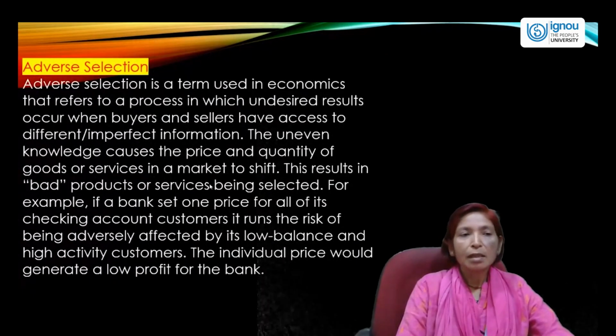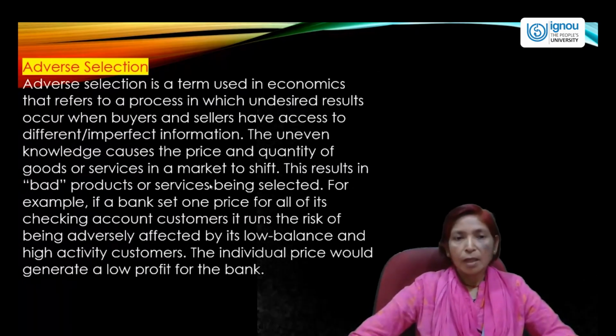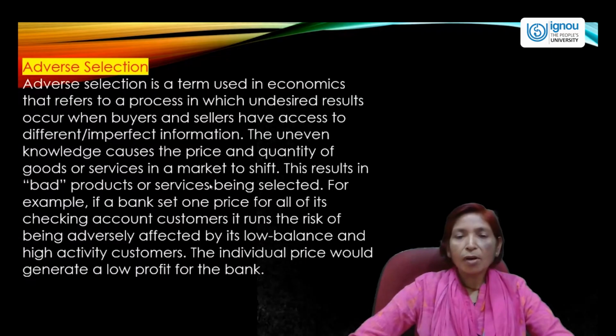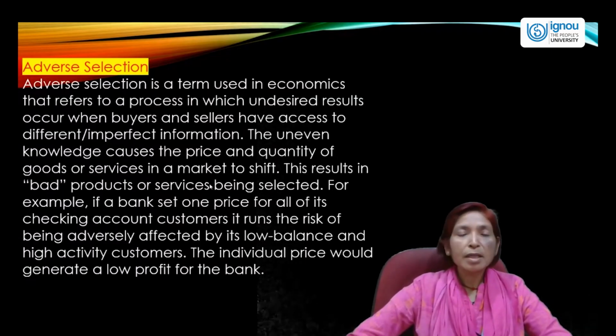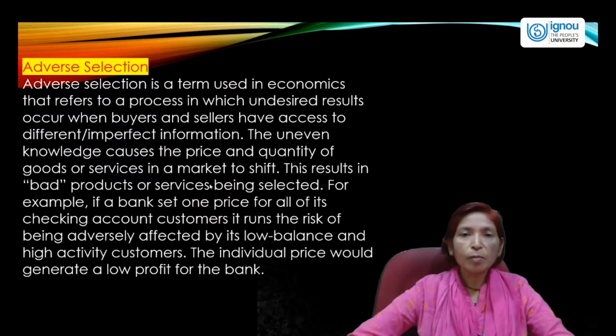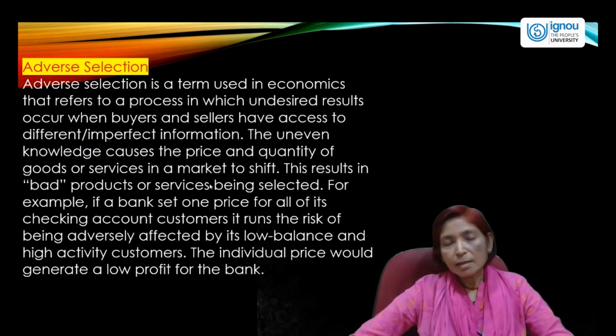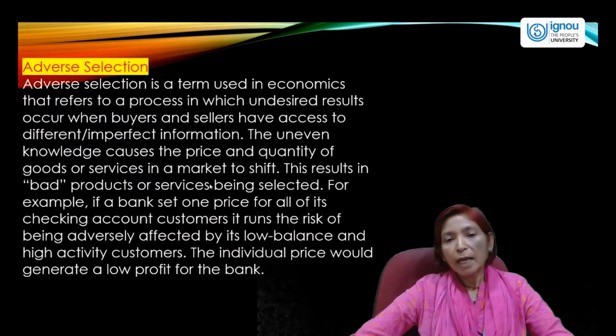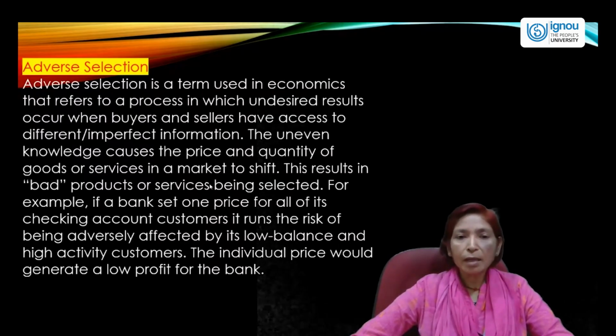Adverse selection is a term used in economics that refers to a process in which undesired results occur, results that are not desirable to the consumer, when buyers and sellers have access to different or imperfect information. The uneven or unequal knowledge causes the price and quantity of goods and services in a market to shift. This results in bad products or services being selected.